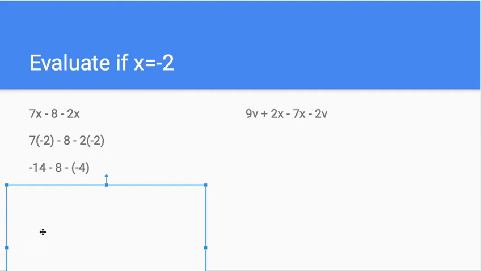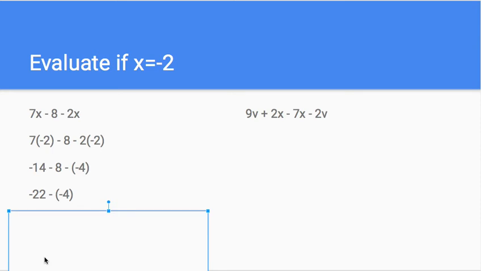And then I'm going to add and subtract one piece at a time because I want to make sure I don't mess up my negatives. So negative 14 minus 8, that's negative 22, minus negative 4. Now minus the negative, remember, stay, switch, switch. This becomes plus, this becomes positive 4. So negative 22 plus positive 4, that's negative 18.